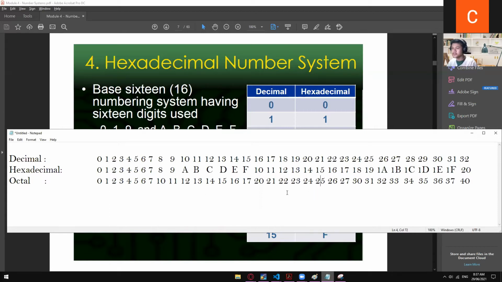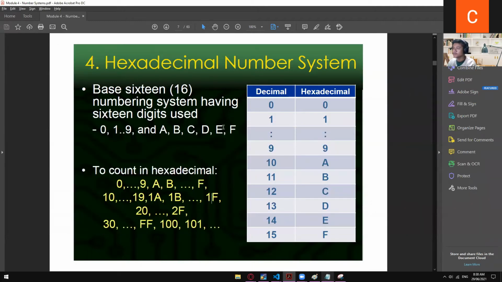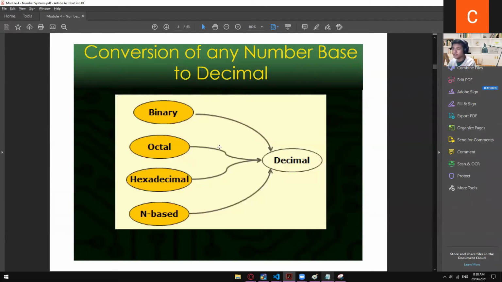Okay. So are we clear so far regarding this one? When it comes to decimal to hexadecimal, decimal to octal, or vice versa, octal to decimal, and so on and so forth. So any other questions so far? Okay. All right. So that's the representation from decimal to hexadecimal.